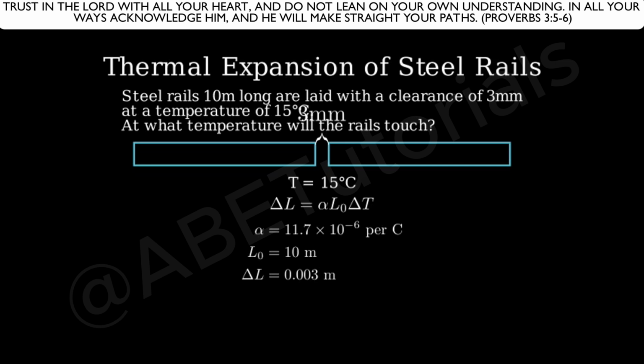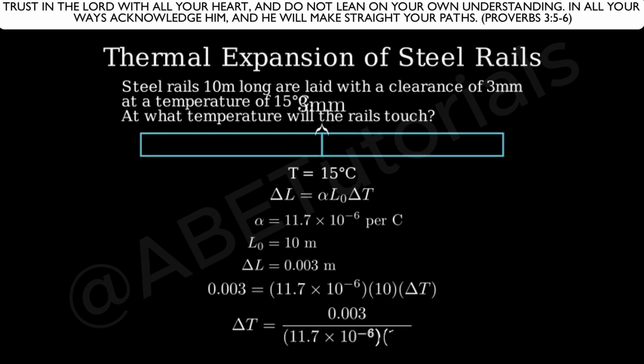As the temperature increases, both rails will expand toward each other. When the expansion of each rail equals 1.5 millimeters, the rails will just touch. Let's solve for the change in temperature. We'll substitute our known values into the formula.